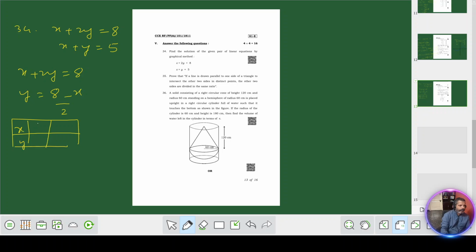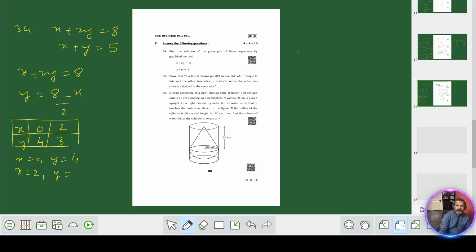x, y. If you take x as 0, y is equal to how much? 8 minus 0, 8 by 2 is 4. Then I can take anything, 1, 2, 3. I'll take 2. x is 2 means y is 8 minus 2, 6, 6 by 2 is 3.